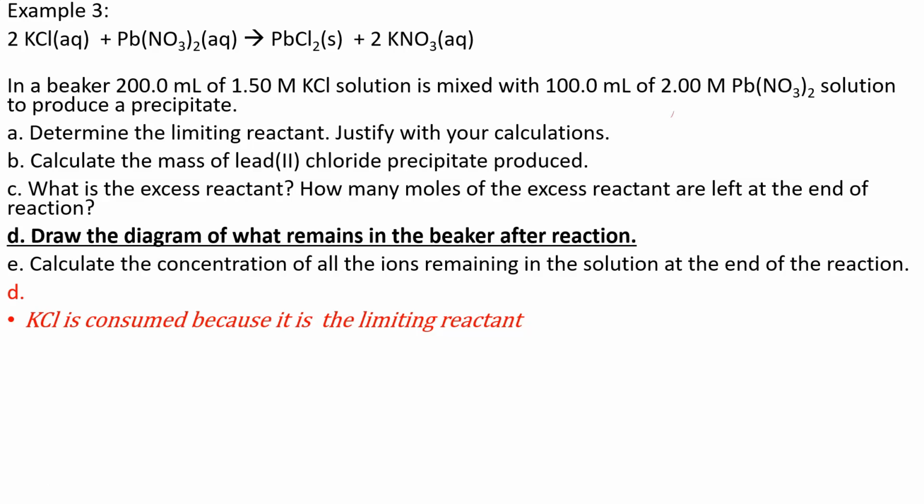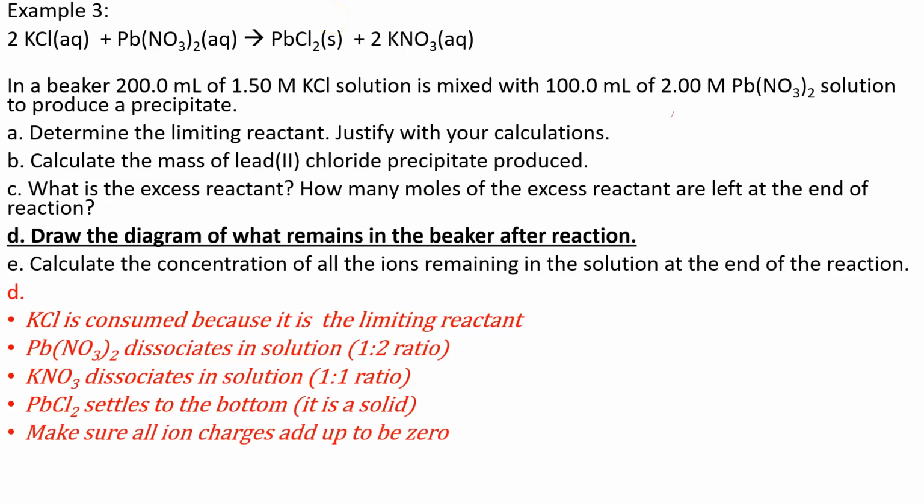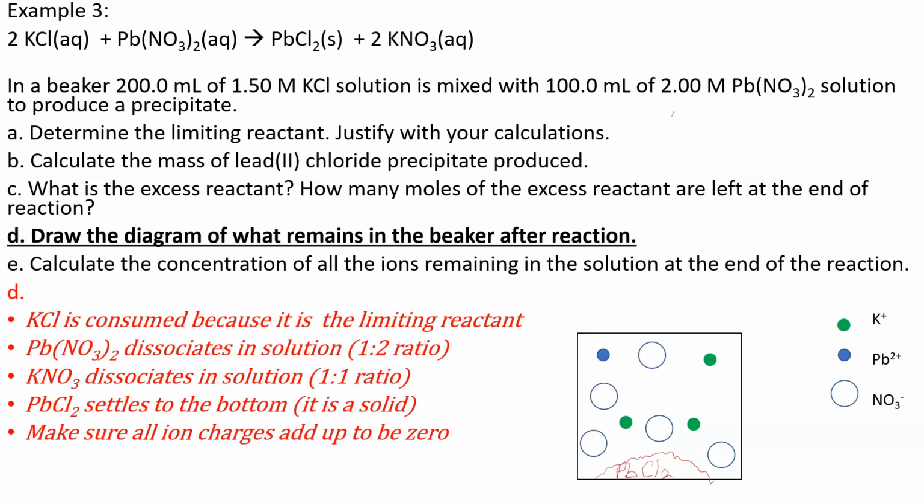PbNO3 is going to split apart because it's aqueous. It's a salt that is aqueous. It's dissolved. So we're going to have Pb plus 2 and 2 NO3 minus ions. And KNO3 is going to dissociate in solution in a 1-to-1 ratio. And PbCl2, that's the one that's a solid, it's going to settle to the bottom. We want to make sure that all of the ion charges add up to be 0. So let's look at a possible way to draw this.